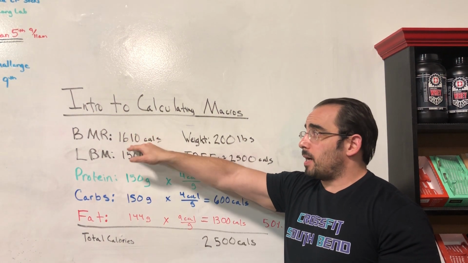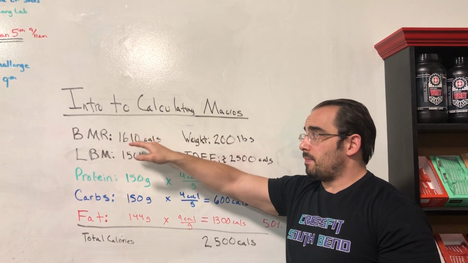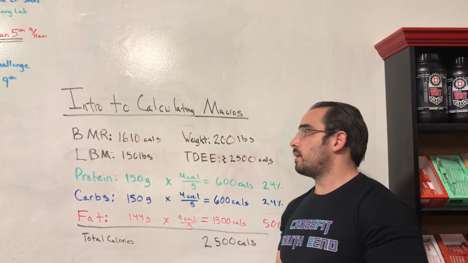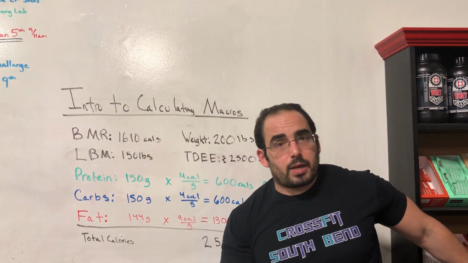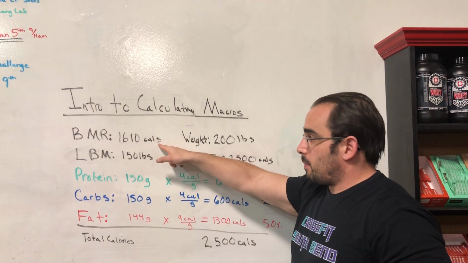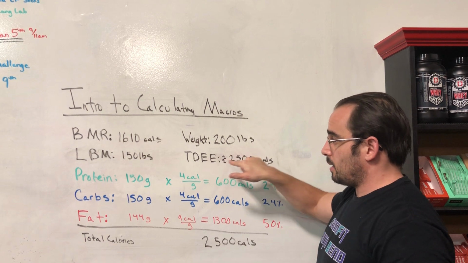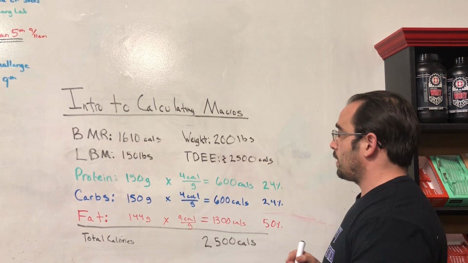Again, this is that bare minimum amount of calories that you need on a daily basis to maintain bodily functions and just breathe. Now, how do you get from that basal metabolic rate to your total daily energy expenditure? This is the important number for calorie intake.